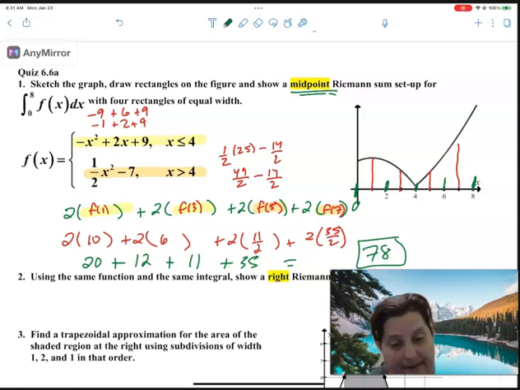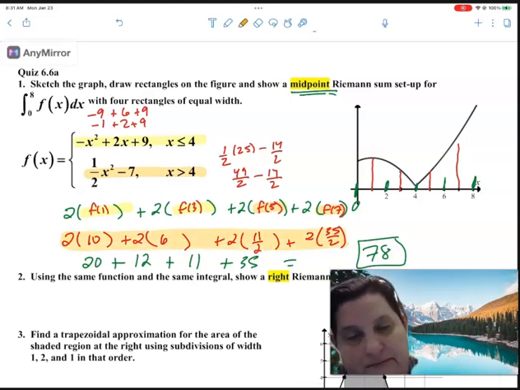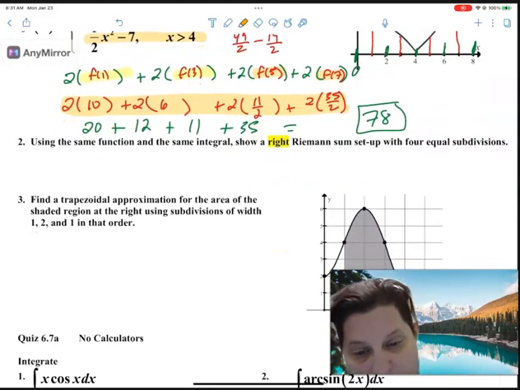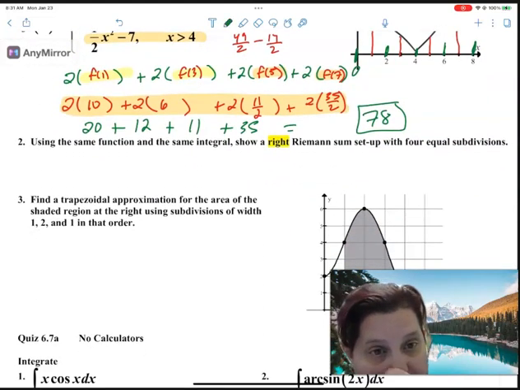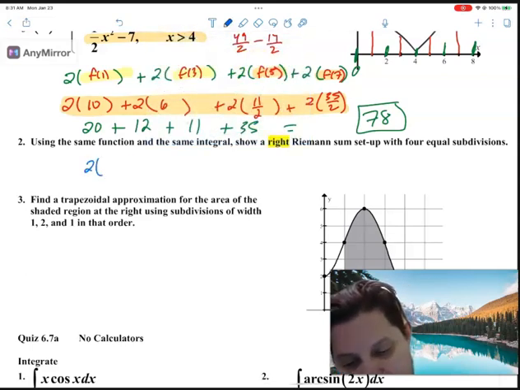Cool. By the way, if it's a free response question, you could actually stop right here. You don't have to get all the way to the end. Okay, using the same function and same integral, show a right Riemann sum with 4 equal subdivisions. So the bases are still going to be 2.